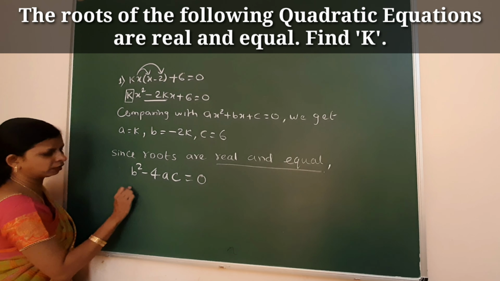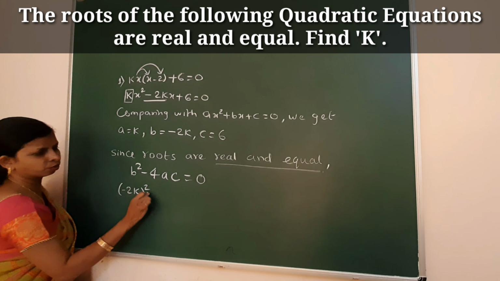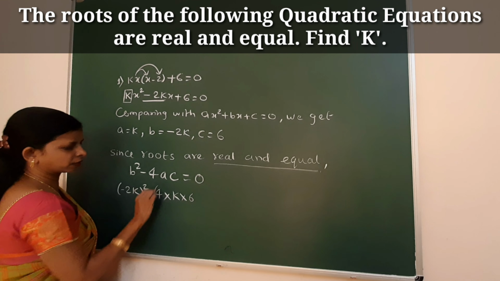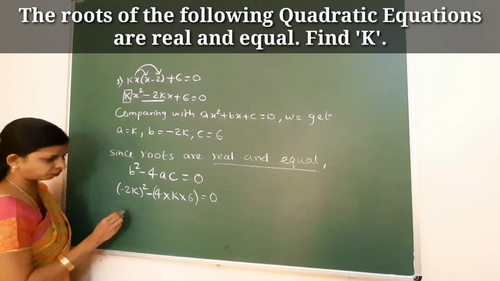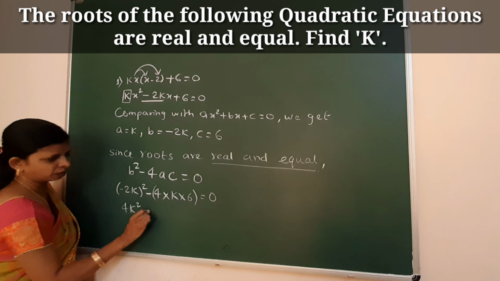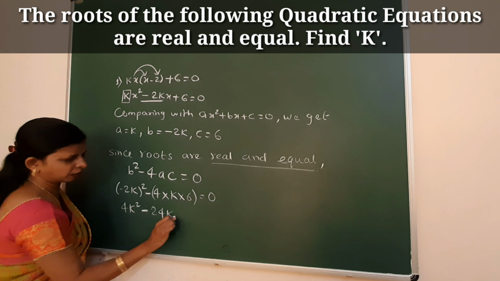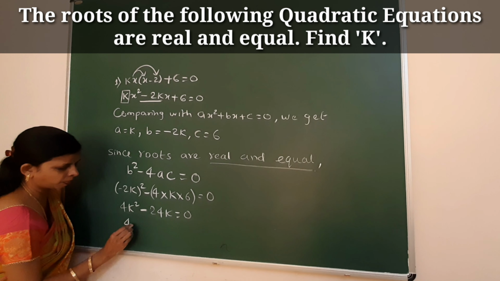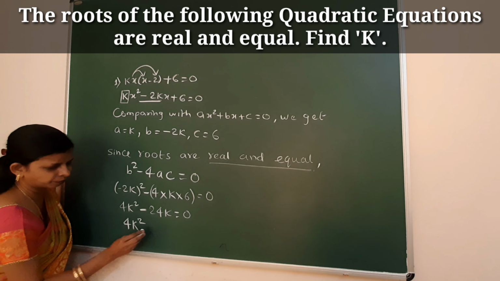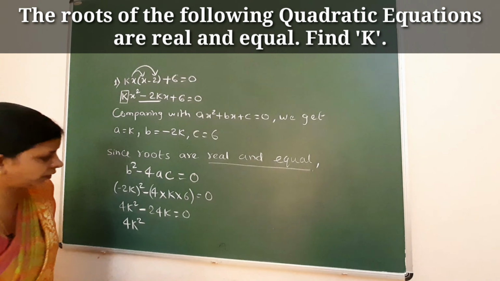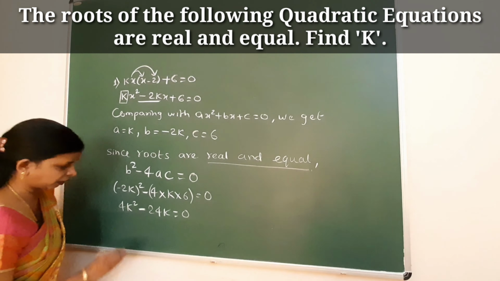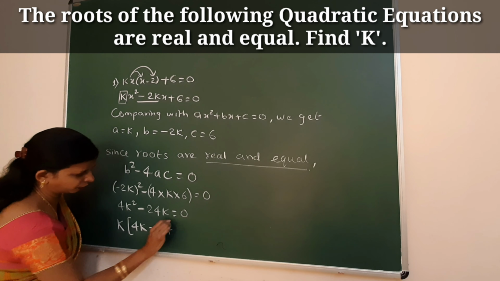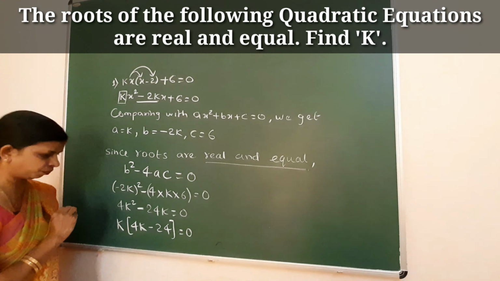So now let us write this minus 2k the whole square minus 4 into your a is k multiplied by 6 equal to 0. 4k square, 6 fours are 24k is equal to 0. So 4k square, take k as common, 4k minus 24 equal to 0.